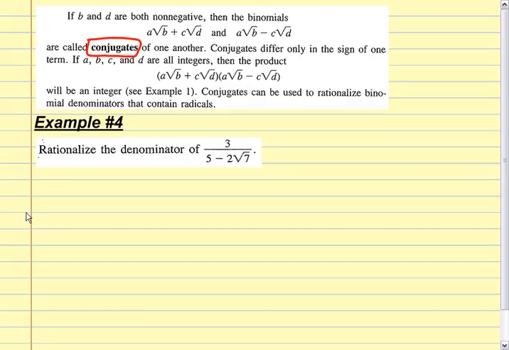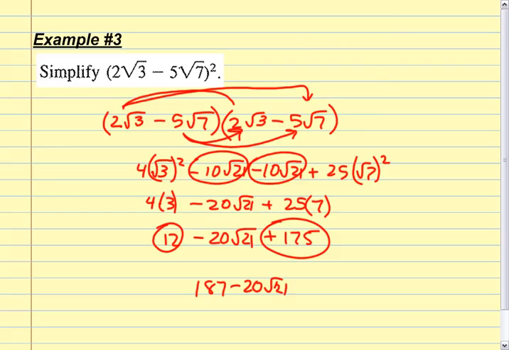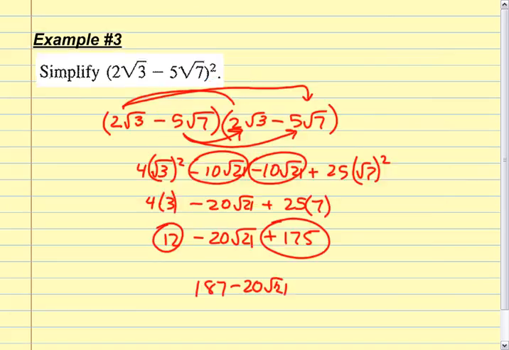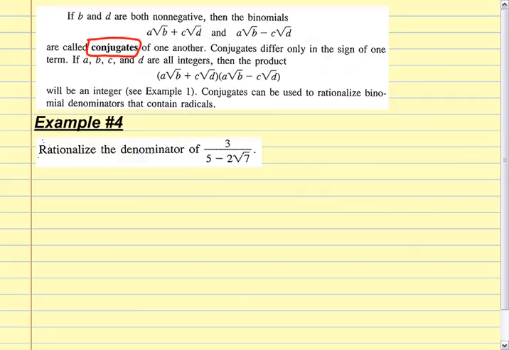It's just like example 1 today. Example 1, these two things were conjugates. 6 plus root 11 and 6 minus root 11. The nice thing about when we multiply conjugates, it gets rid of the radicals. They go away. Now let's go back to this example. Conjugates differ only in the sign of one term.